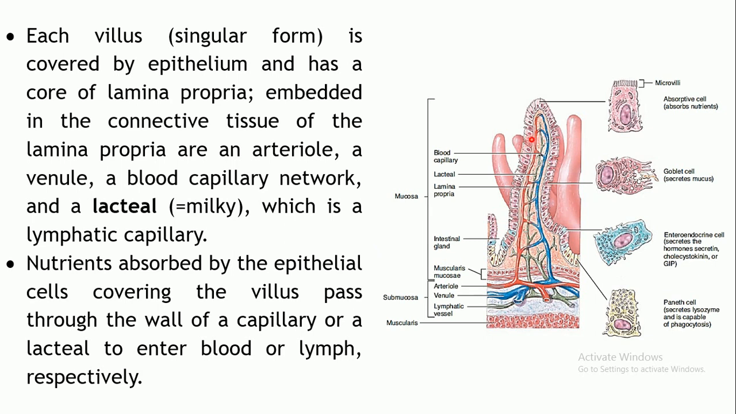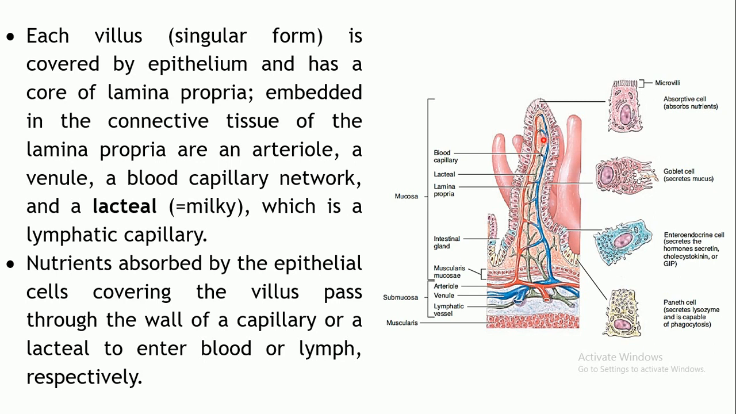Also extending into this lamina propria is a network of blood capillaries, right? There are arterioles and venules which are present, and there is a network of capillaries, as you can see over here. Apart from this, there is also a lacteal, this one. As you can see, the green portion is a lacteal. The actual meaning of this word is milky. A lacteal is actually a lymphatic capillary. You must have studied the lymphatic system. So it's a lymphatic capillary.